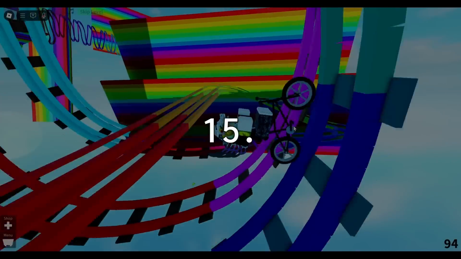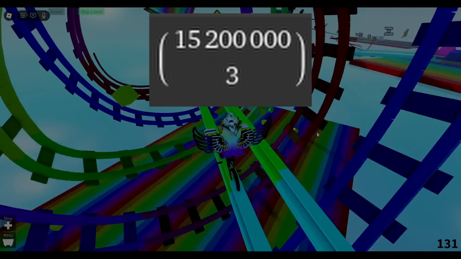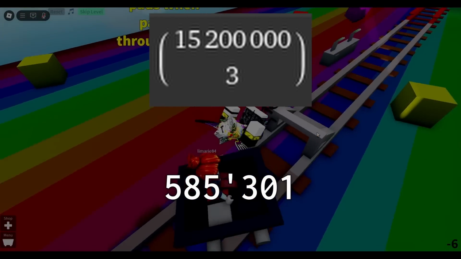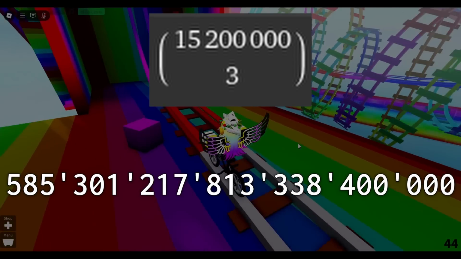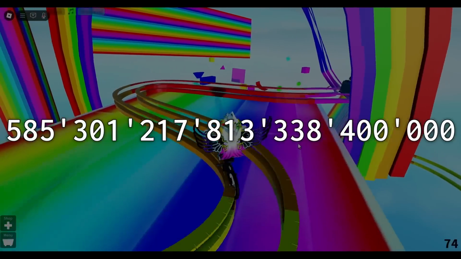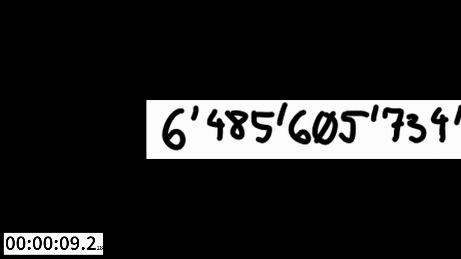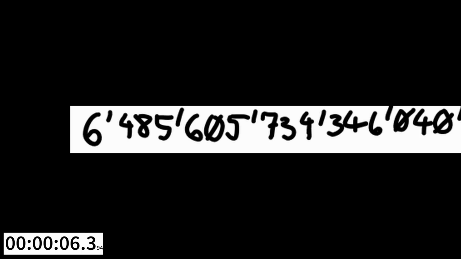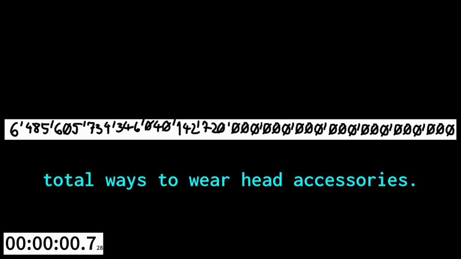So what we need to do is take 15.2 million and choose 3 random accessories from it, which gives us a total of 585 quintillion, 301 quadrillion, 217 trillion, 813 billion, 338 million, 400,000 ways to choose 3 of the accessories. Now we need to multiply this by all the crap we calculated earlier, which gives us a total of, get this, 6 duodecillion, 485 undecillion, 605 decillion, 734 nonillion, 346 octillion, 40 septillion, 142 sextillion, 720 quintillion total ways to wear head accessories.